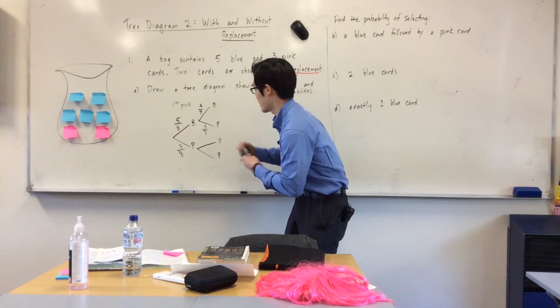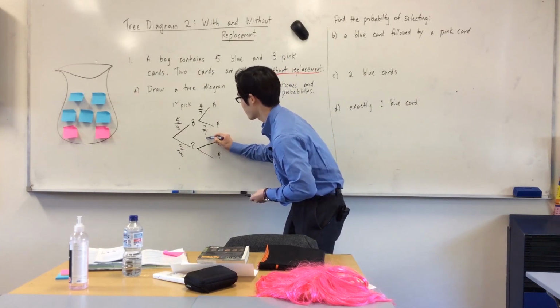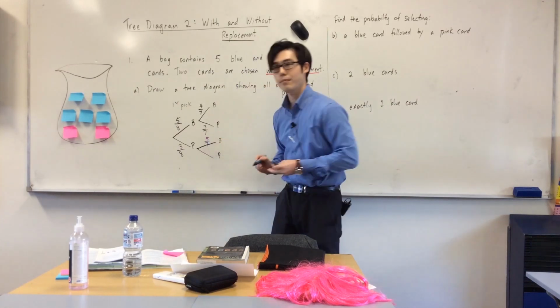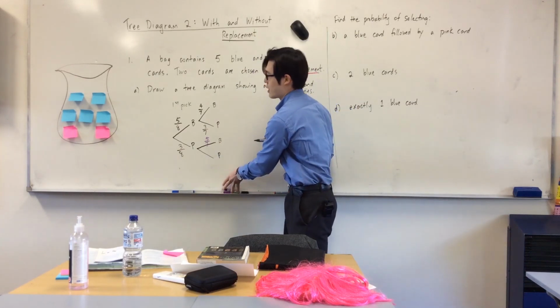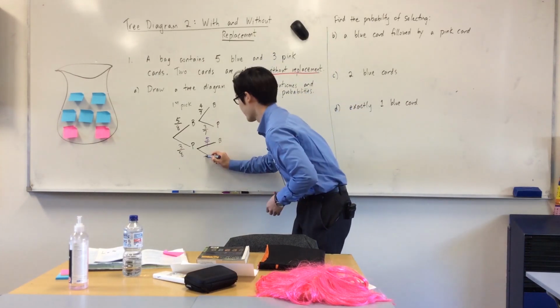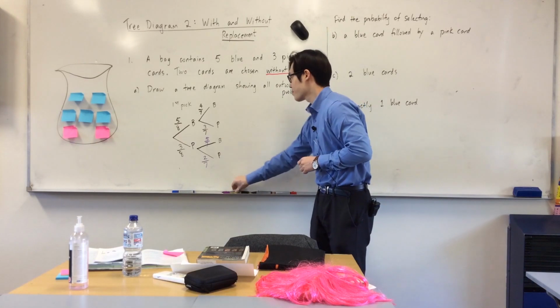I'm going to write this in a different color. It's just getting all packed. I should have drawn a bigger picture. 5 out of 7. But how many pink cards are available? 2 out of 7. Now, we're not done yet.